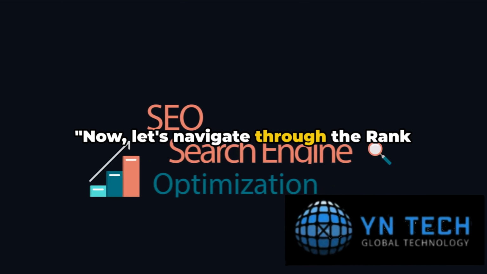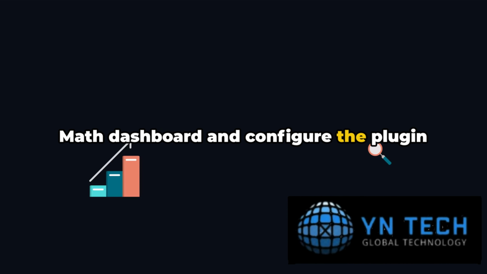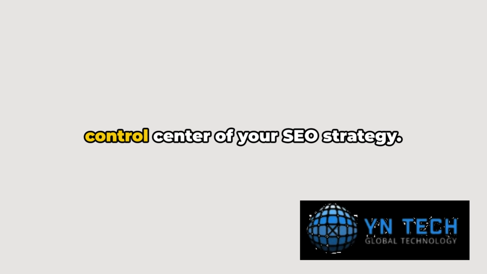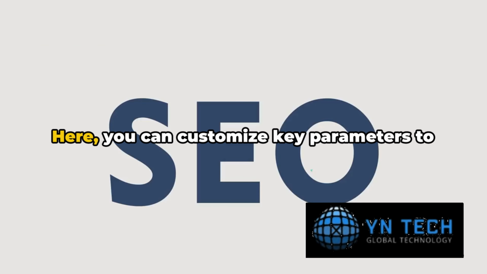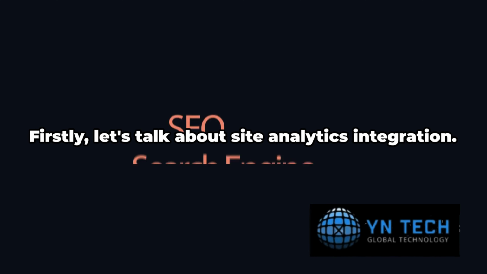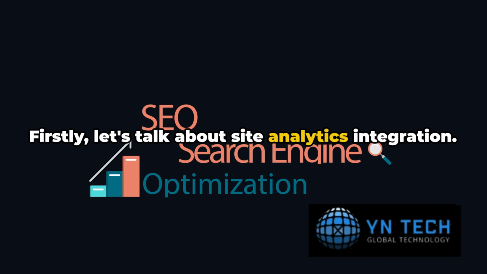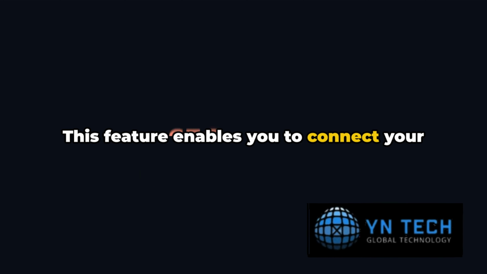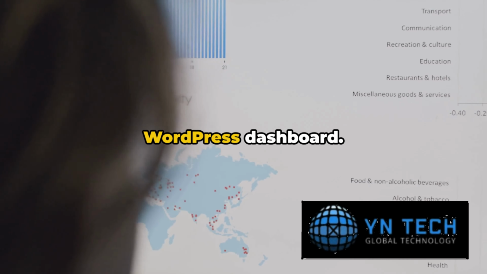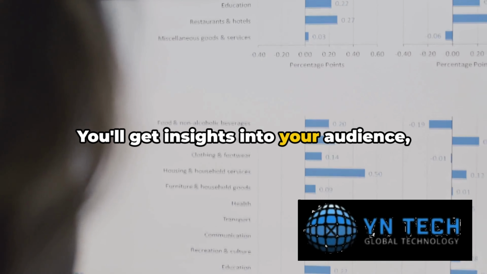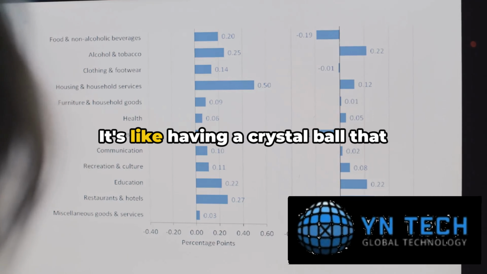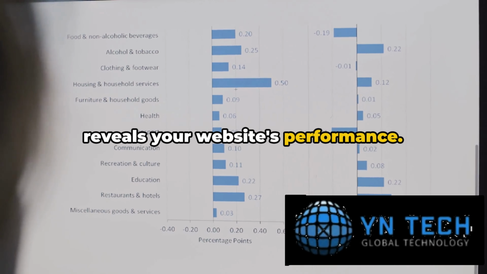Now, let's navigate through the Rank Math dashboard and configure the plugin settings for optimal performance. The general settings of Rank Math are the control center of your SEO strategy. Here, you can customize key parameters to align with your unique website needs and objectives. Firstly, let's talk about site analytics integration. This feature enables you to connect your website with Google Analytics, giving you access to valuable data right from your WordPress dashboard. You'll get insights into your audience, how they interact with your site, and which content resonates the most with them. It's like having a crystal ball that reveals your website's performance.